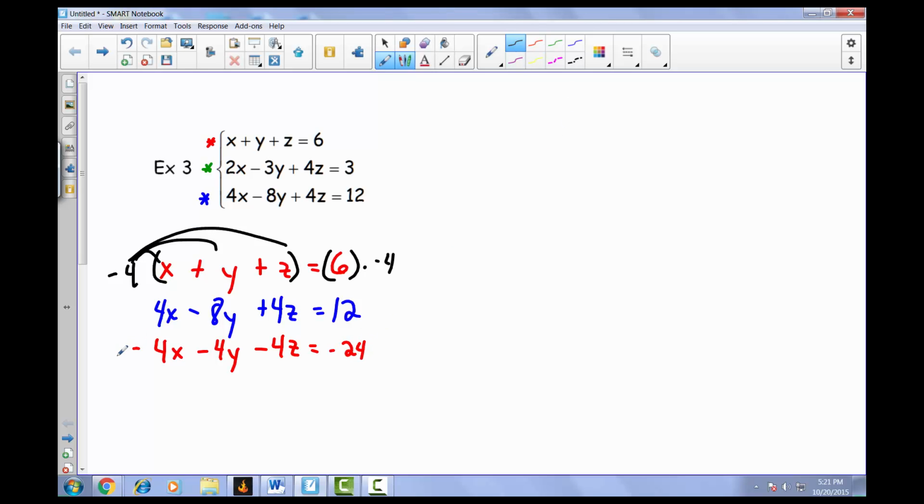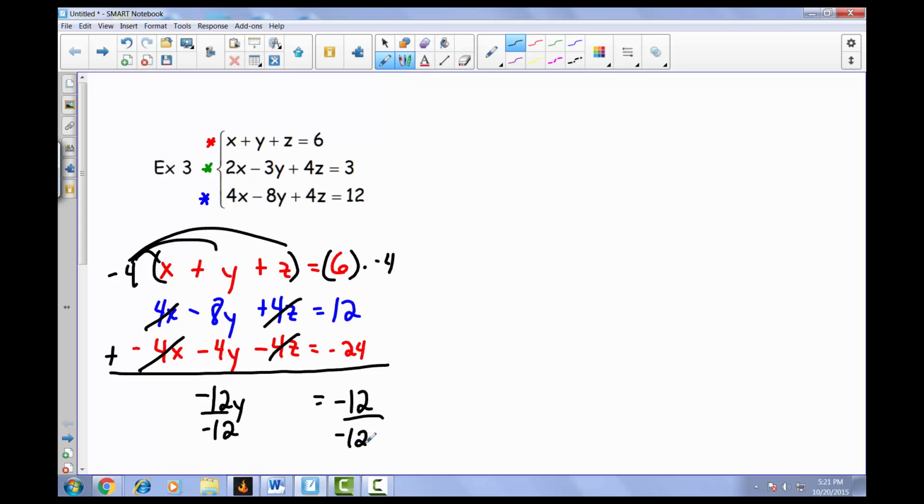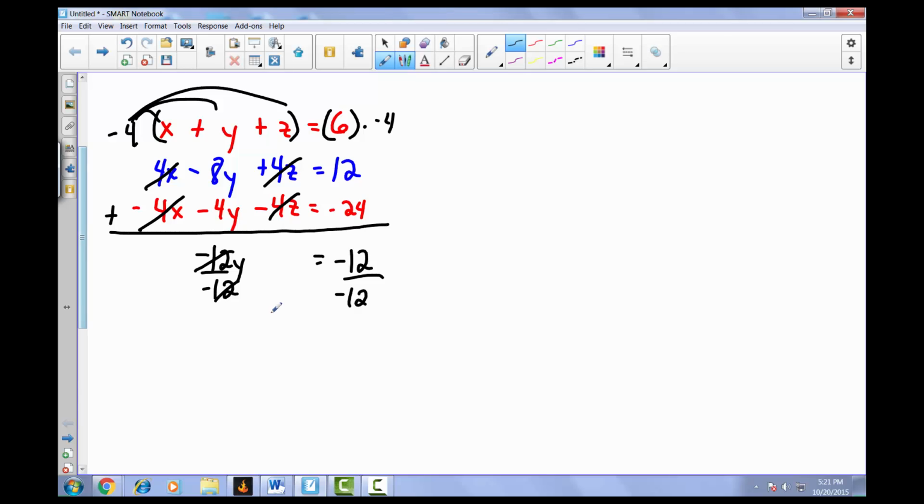Now when we linearly combine these, our x's end up dropping out with one another. We have -12y. Our z's also end up dropping out, and that's equal to -12. From here, it's pretty easy to figure out our y value. We just divide by -12 on both sides. So y comes out to be 1.